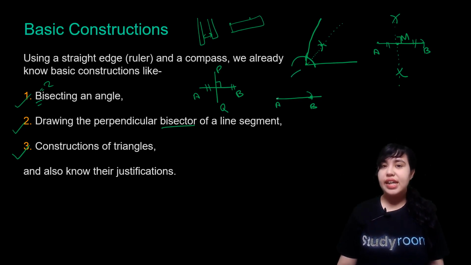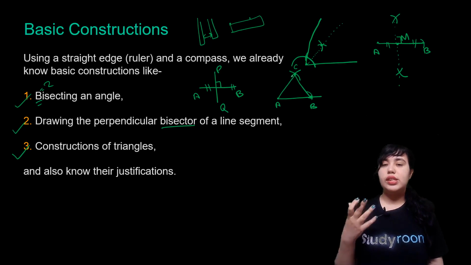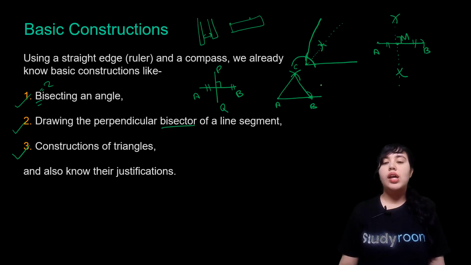Then from point A, you measure AC, you cut an arc like this. The point of intersection is your vertex C. Join AC, join BC, and you're ready with your triangle. Now what if all the three sides are not given to you? In that case, maybe some angles are given to you, and you already know how to construct angles. So this is how we go about some of these basic constructions.